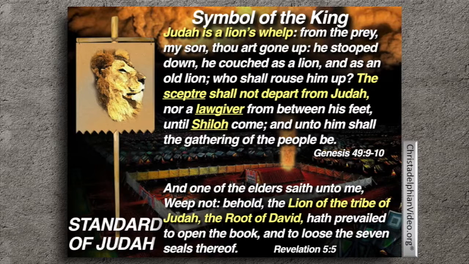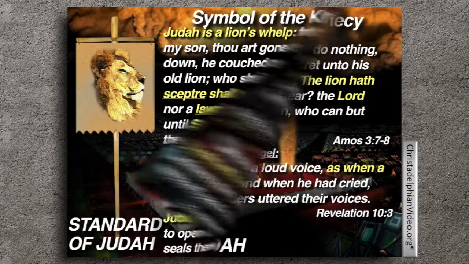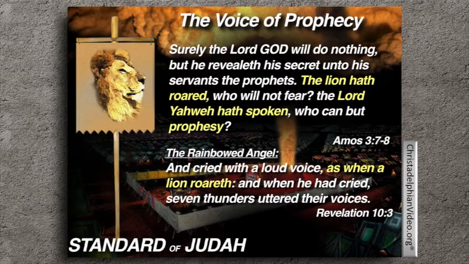But there are other aspects to it as well, brothers and sisters, and one of which is that it is the voice of prophecy. The lion is equated with this. In Amos chapter 3 and verses 7 and 8, we read, "Surely the Lord Yahweh will do nothing, but he revealeth his secrets unto his servants the prophets. The lion hath roared, who will not fear? The Lord Yahweh hath spoken, who can but prophesy?" So the voice of prophecy is likened to the roar of the lion.